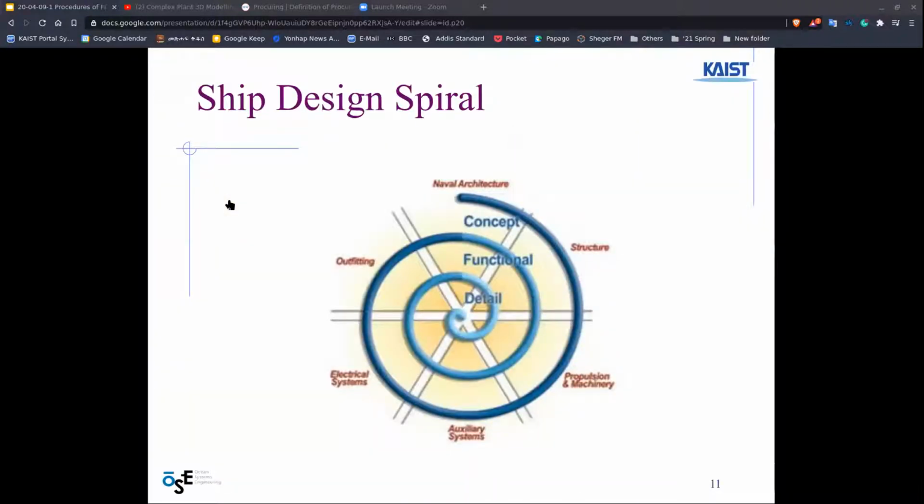So this is the ship design spiral. This is done, I think, from the viewpoint of naval architecture, but a similar procedure works for other complex systems also. As we can see, there is naval architecture, structure, propulsion and machinery, auxiliary systems, electrical systems, outfitting. Then there is concept design, functional design, and detailed design. So this comes, and at the end, at the center of the spiral, we finally finish up the design. This is where it ends.